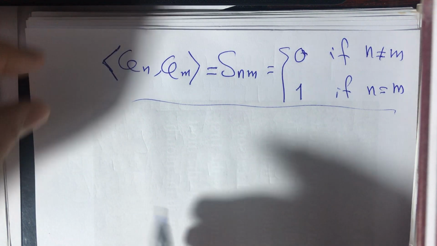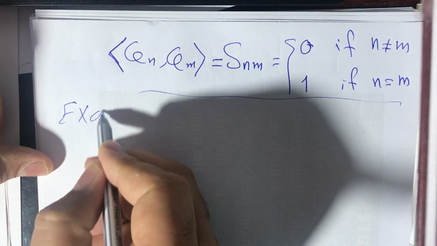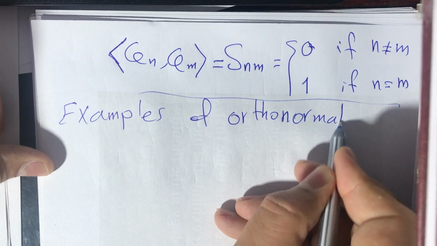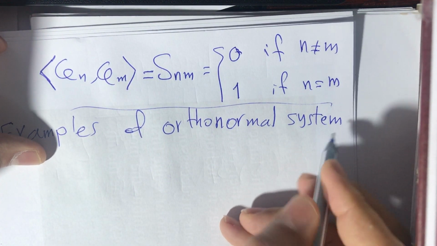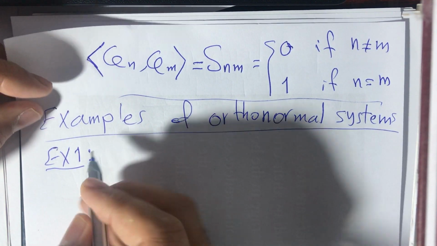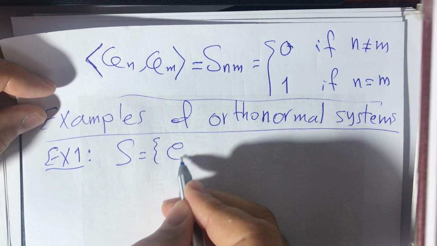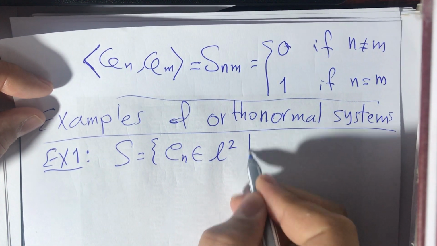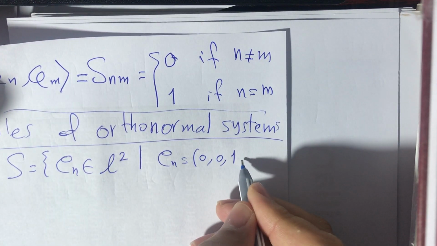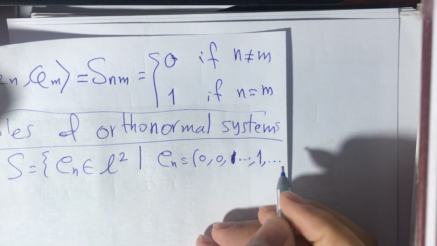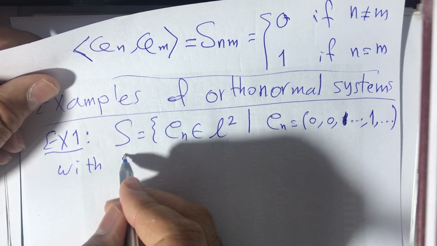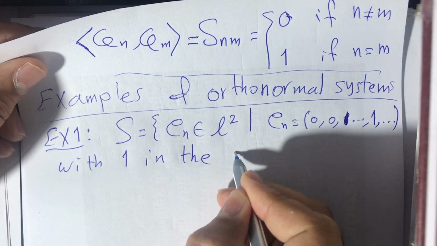Now we take examples of orthonormal systems. Example 1. S is equal to the set of e_n belonging to l2, such that e_n is equal to 0, 0, 0, 0, and 1, and all the rest will be 0, with 1 in the nth position.